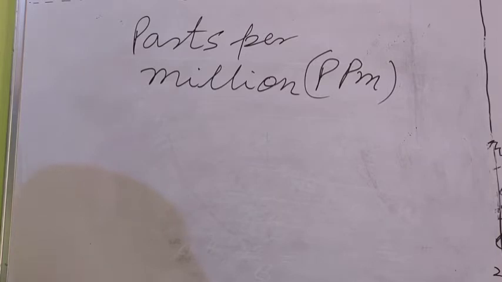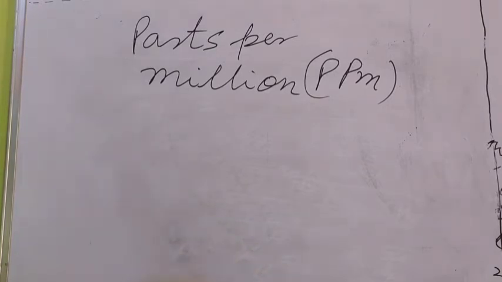So for the definition, you can say that it is the number of parts by mass of one component per million parts by mass of the solution. You can also say in the sense of volume, the number of parts by volume of one component per million parts by volume of the solution.